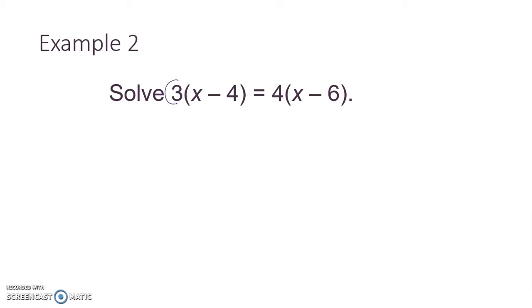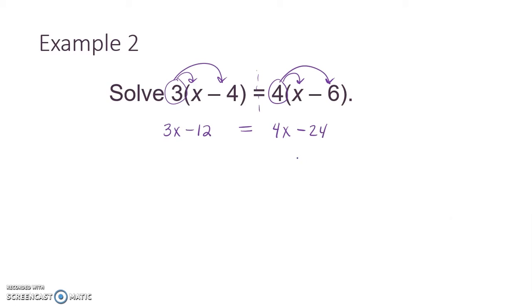Now for example 2, same sort of deal, but this time we start out with parentheses that we have to eliminate. So we're going to have to distribute on both sides, and then we'll go from there. So 3 times negative 4 will be negative 12, equals 4 times x, 4 times negative 6 will give us a negative 24.